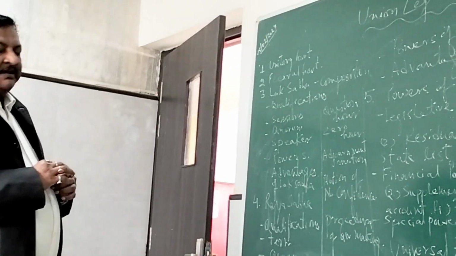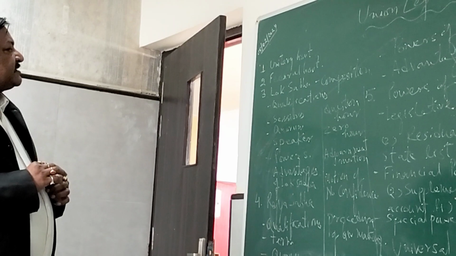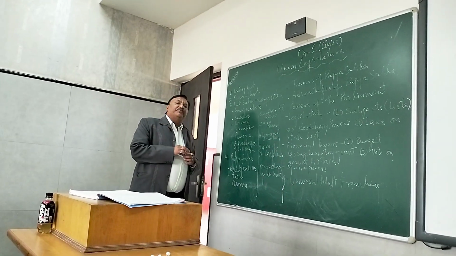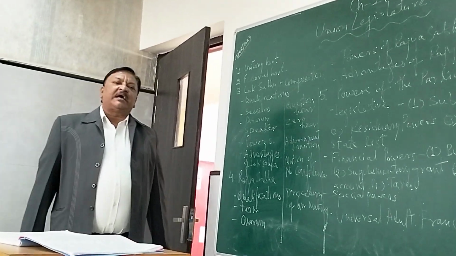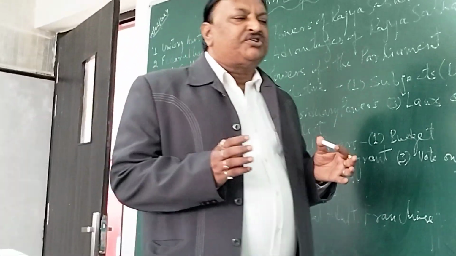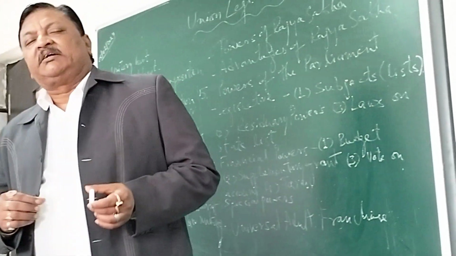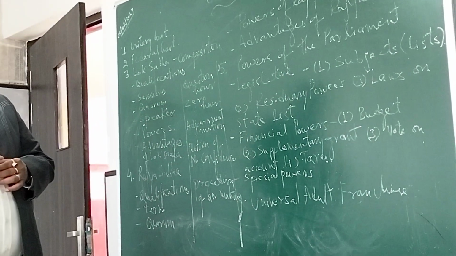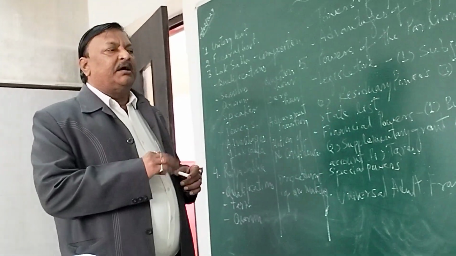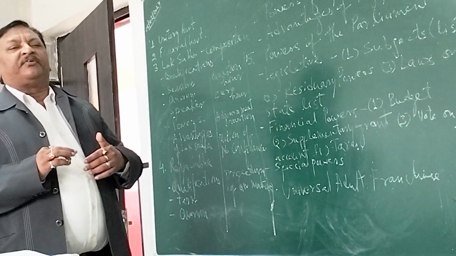Now let's come to the next part, and that is called the Lok Sabha. Let's understand what is Lok Sabha, and the first point regarding the Lok Sabha is its composition. Lok Sabha is also called the lower house of the parliament. And what is its composition? Composition means how many members are there. So at present there are 552 members of the Lok Sabha, out of which 530 are elected from the states.